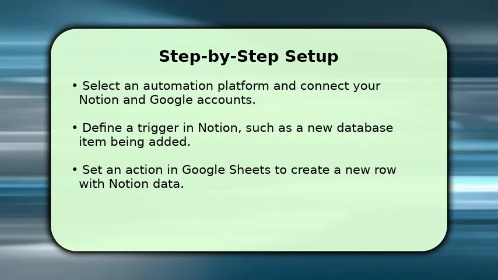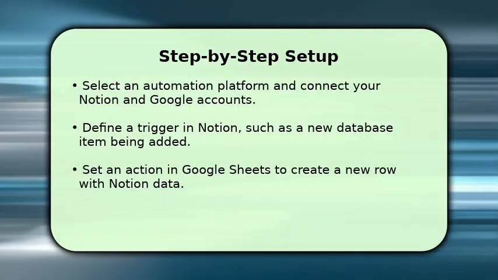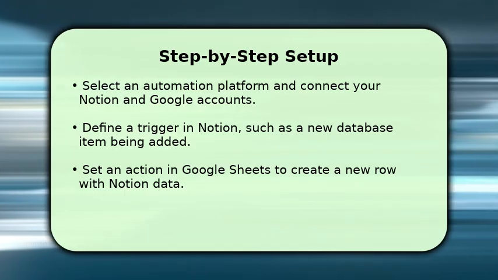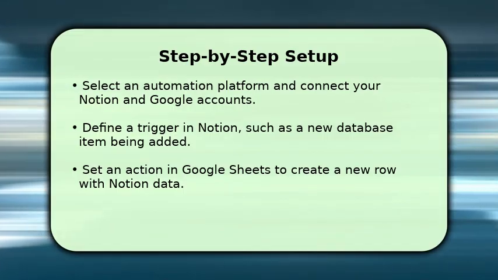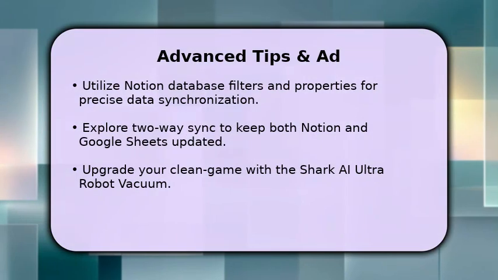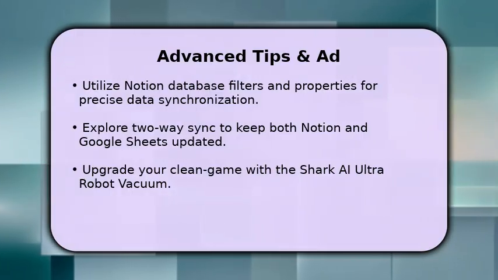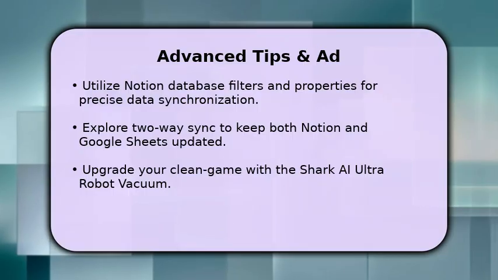Let's walk through a common setup using an automation tool. First, choose your platform and securely connect both your Notion and Google accounts. Next, define a trigger in Notion, for example, when a new item is added to a specific database. Finally, configure an action in Google Sheets to automatically create a new row, populating it with the relevant data from your Notion entry. To optimize your integration, use Notion's powerful filters and properties to ensure only relevant data is synchronized.